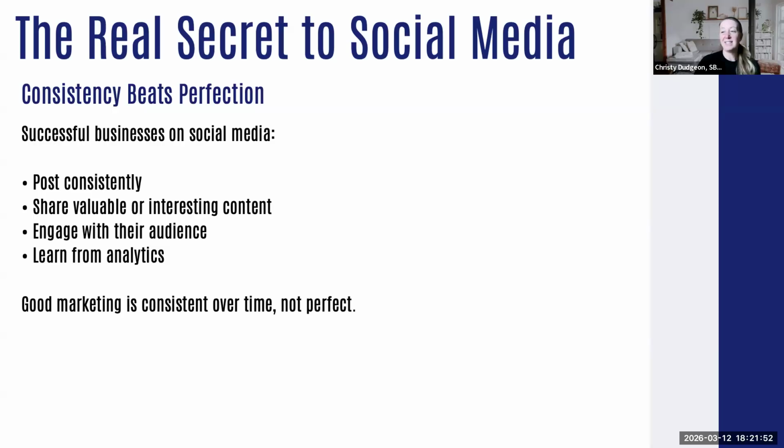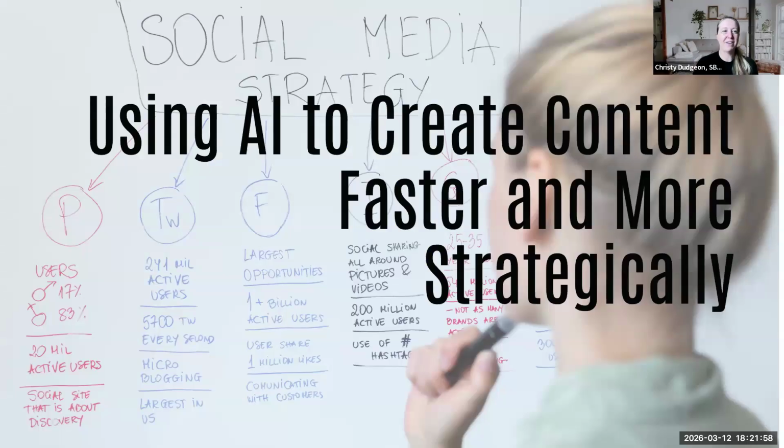So good marketing is consistent over time, not perfect. Almost everybody that starts out, it's clunky, right? It's not going to be good if you're shooting the first video. I can tell you the very first video I shot of myself compared to videos I shoot now, night and day difference, right? But you've got to start somewhere. You're not going to get judged for those early things that you did. Most of the time people actually remove them over time, but it's that consistency part that you really want to get into. So using AI to create this content faster and more strategically.